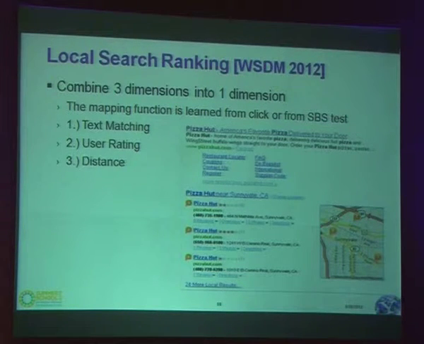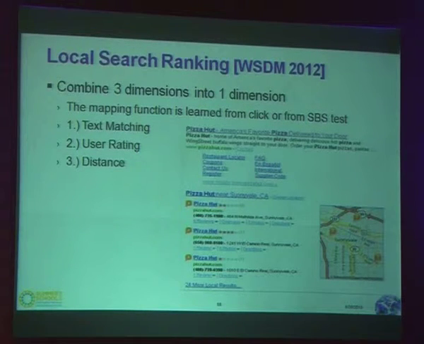For local results, users have a lot of expectation on user rating. Take restaurants: if I go to a new place and want to find a new restaurant, I would look at the user rating, and I trust a high-rated restaurant more than a low-rated restaurant. And also distance is very important.